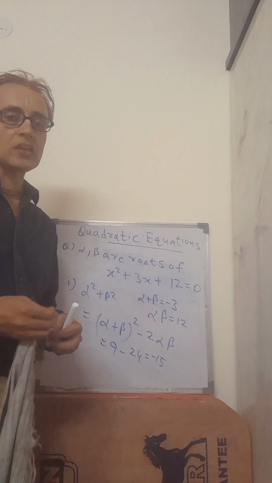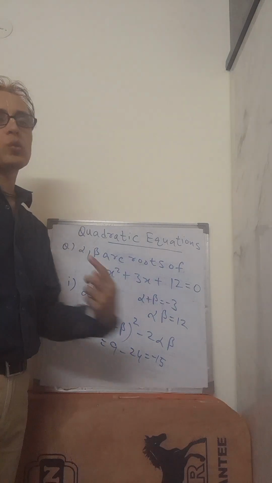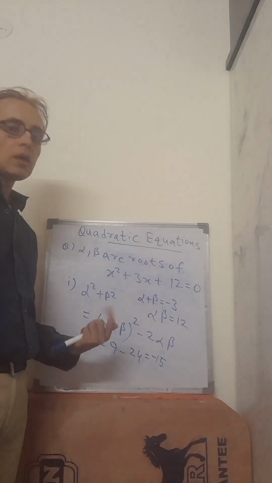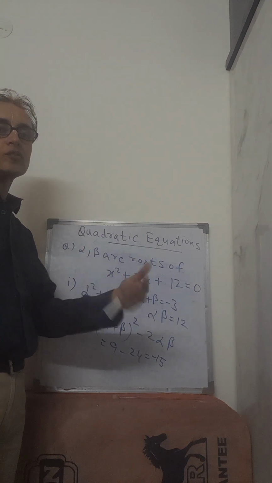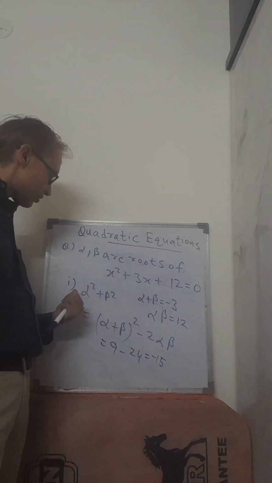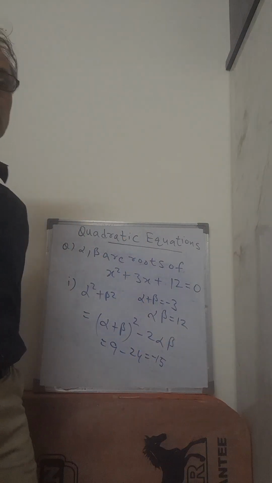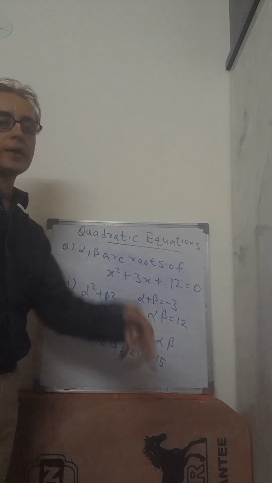Alpha square plus beta square, that is also called as the sum of the squares of the roots. We have done the squaring of the roots and then the addition of them. In some questions you will see they will write sum of the squares of the roots to find it out.